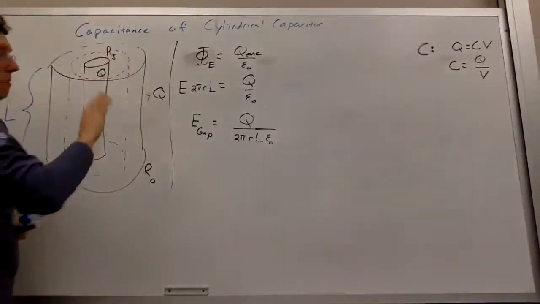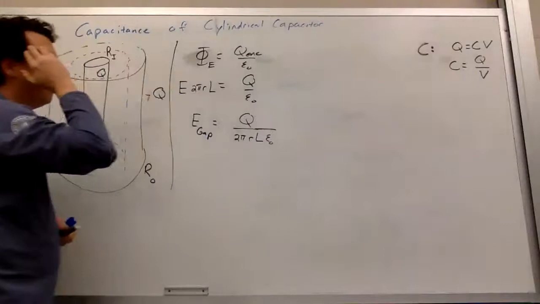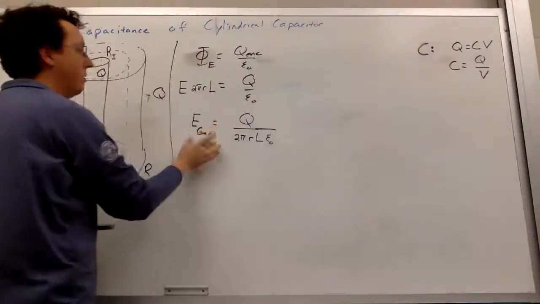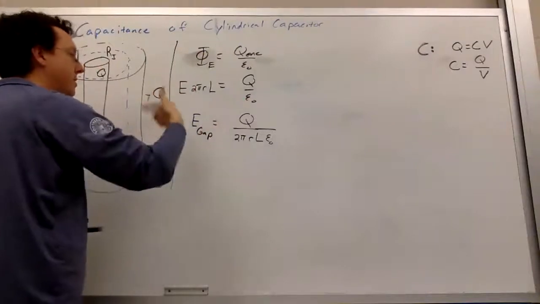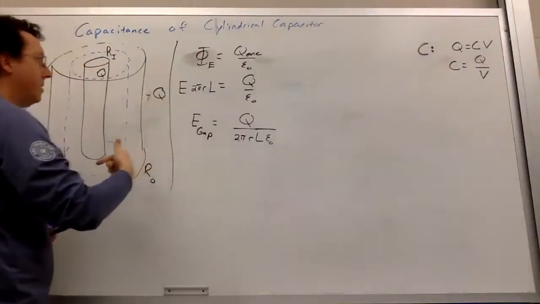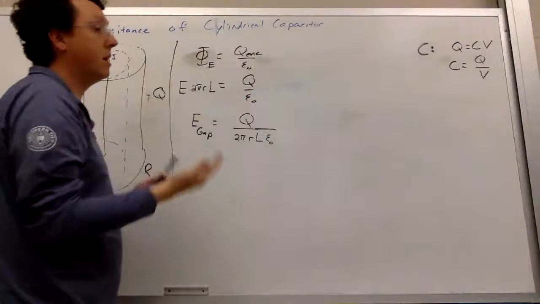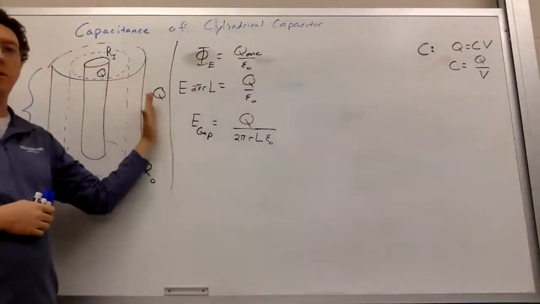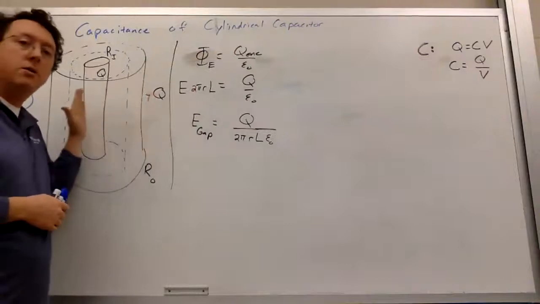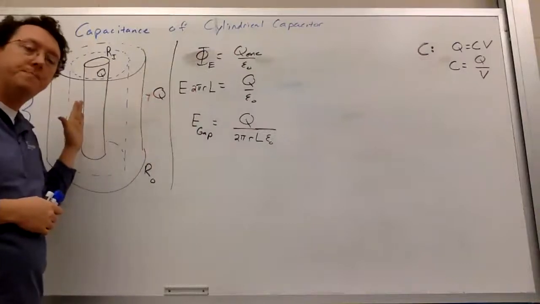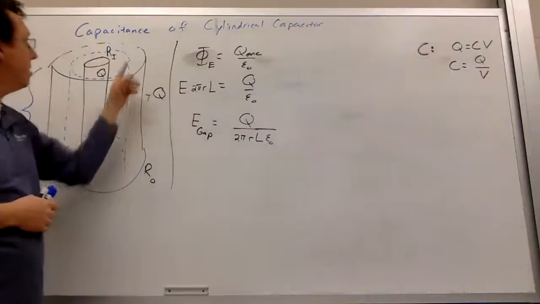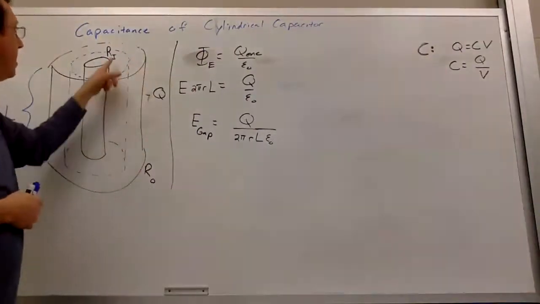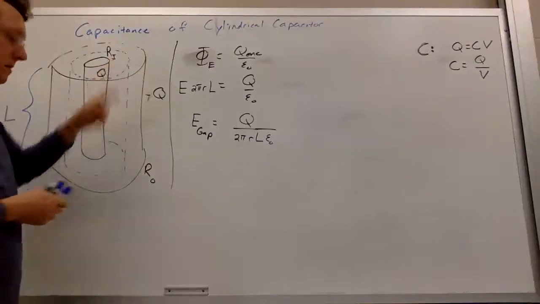Now, remember, keep your eye on the prize. We're trying to find the capacitance. So to find the capacitance, we don't want E, we want delta V. So to find delta V, and we want to write it as a positive quantity, so we want to start on the negative charge and integrate towards the positive charge. So that means we want to start at R outer and integrate to R inner.